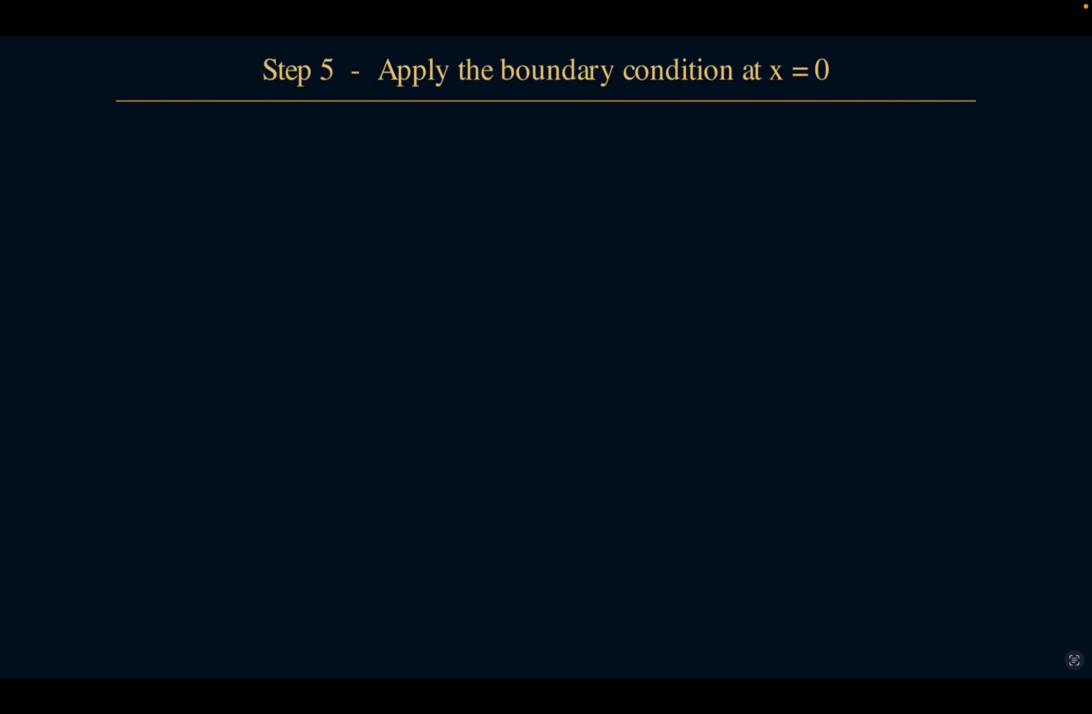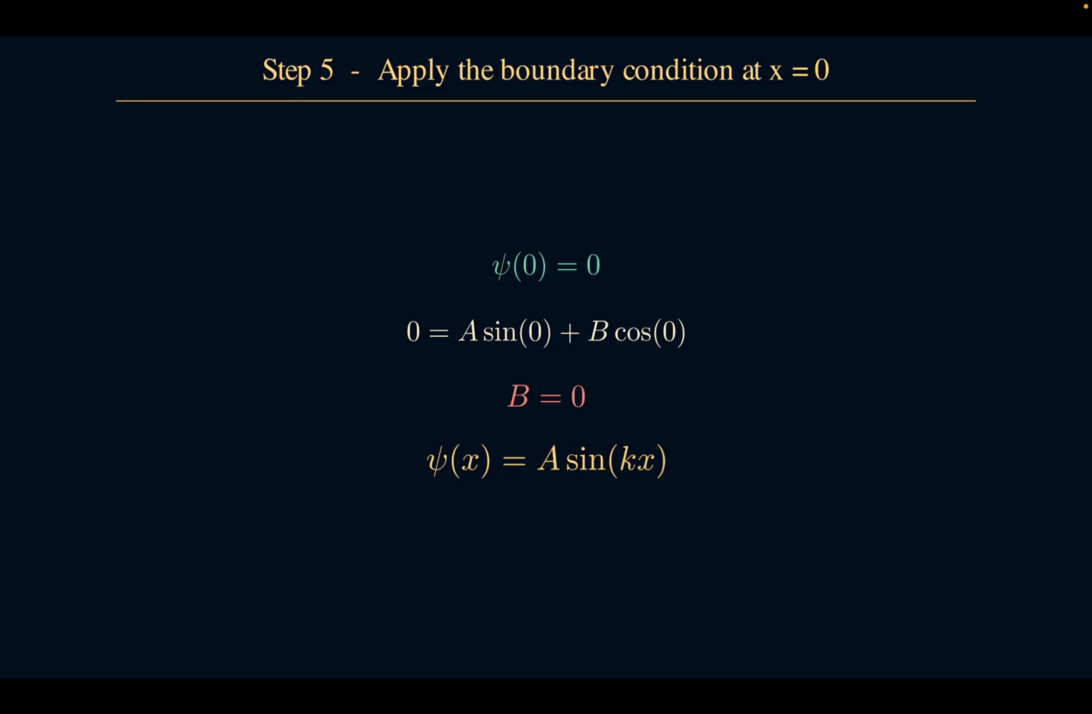Now we have to apply the boundary condition at x equals 0. Psi of x is equal to 0, we know that. And if we replace this boundary condition, 0 is equal to A sine 0 plus B cosine of 0. Sine of 0 is 0, cosine of 0 is 1. Therefore, we get B to be equal to 0. Psi of x, therefore, is A sine of kx, because B is equal to 0, as we derived from our boundary conditions.